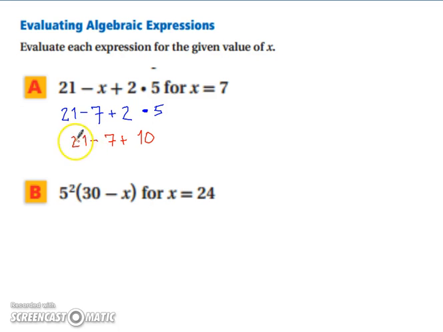Okay, so now, is there any more multiplication or division? No. So now we're on addition and subtraction. Keep in mind, it's addition and subtraction from left to right, which means whichever one you come to first is the one you do first. So we hit subtraction first. So 21 minus 7 is 14. And then rewrite the rest of your equation. So you have 14 plus 10, which is 24. Take a moment and pause the video and try B.